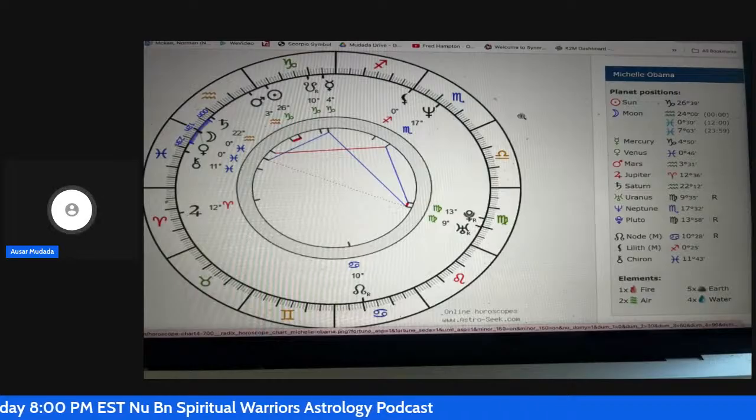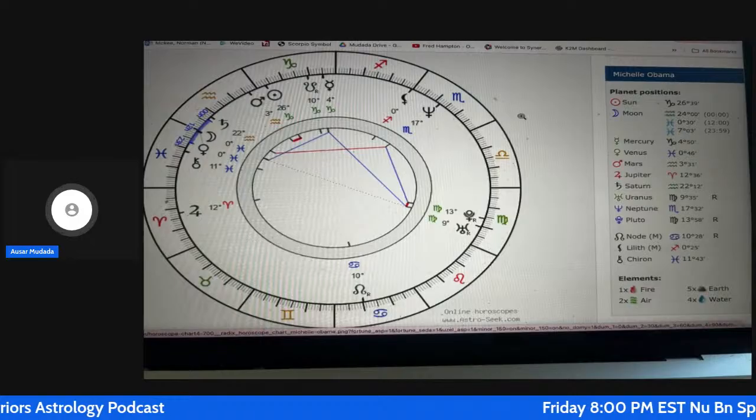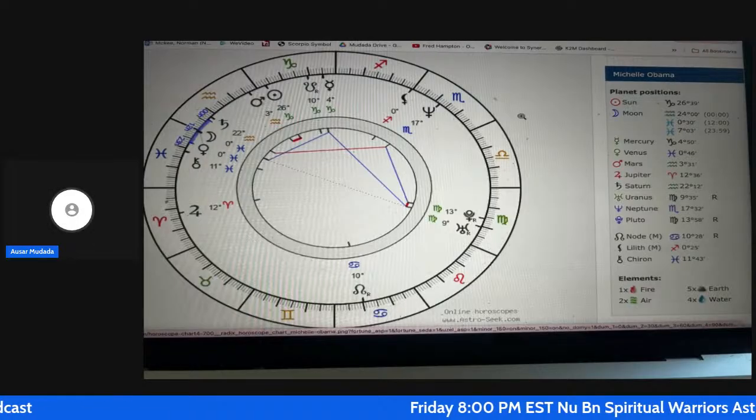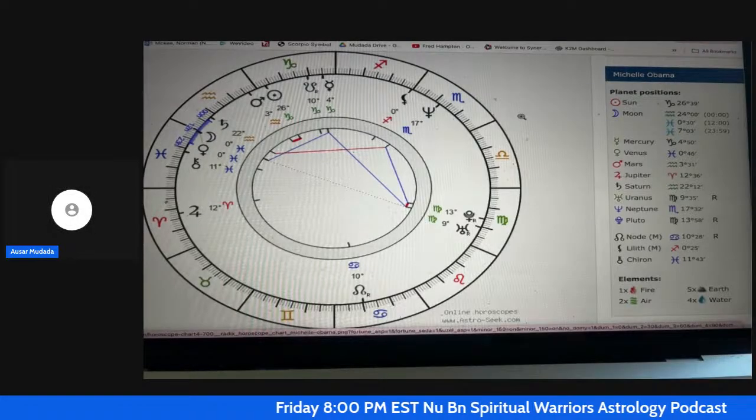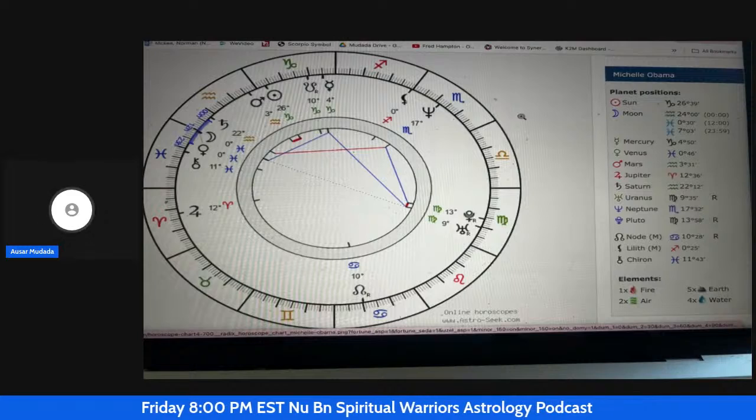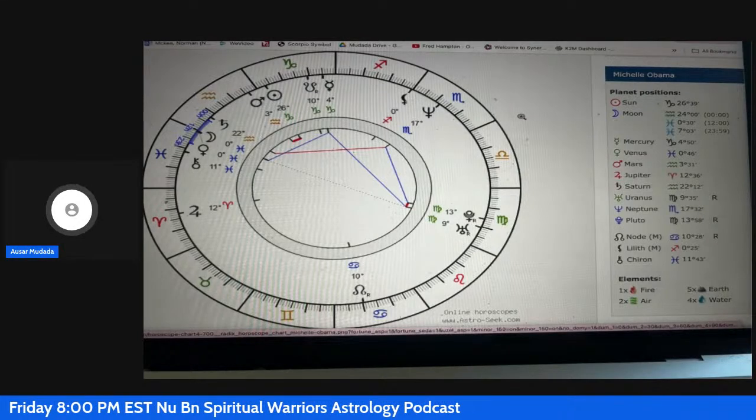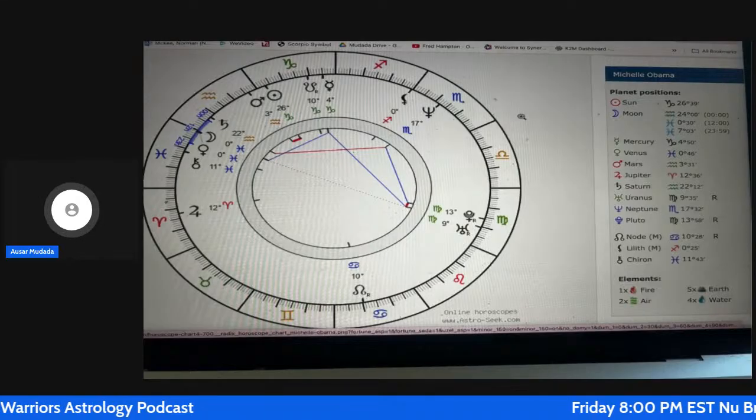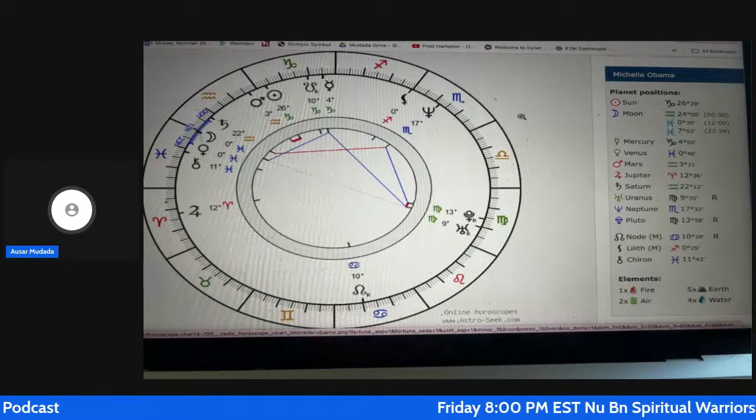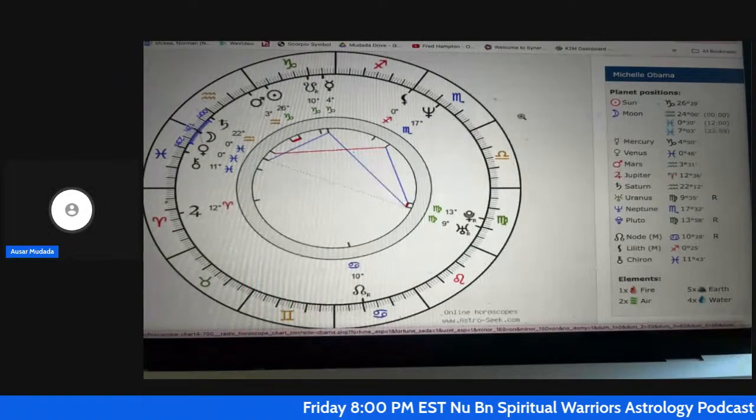Okay, so I'm going to give you a clue. I think I done gave you too many clues already. I'll tell you about that one later. But I'm going to give you a clue. All right, look at Mercury. Mercury is 4 degrees Capricorn, and it's in the 10th house.